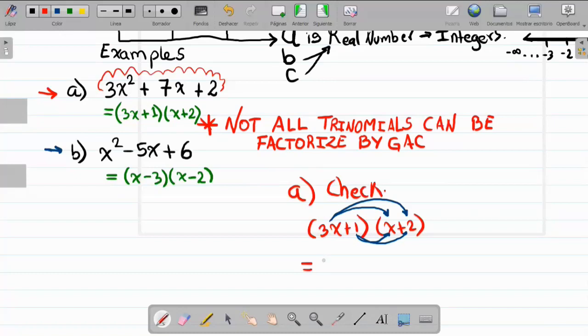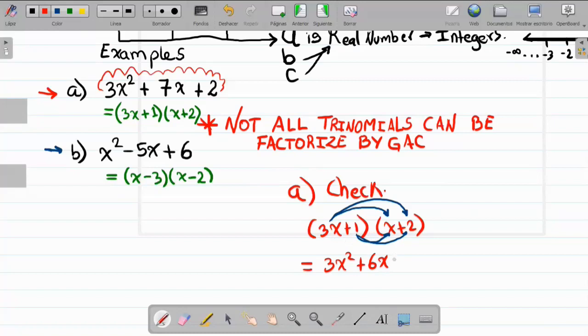So that's going to be 3x squared. I mean, 3x times x is 3x squared. 3x times 2 is 6x. Then we go with the 1. We already distributed the 3x. Now we have to do it with the number 1.